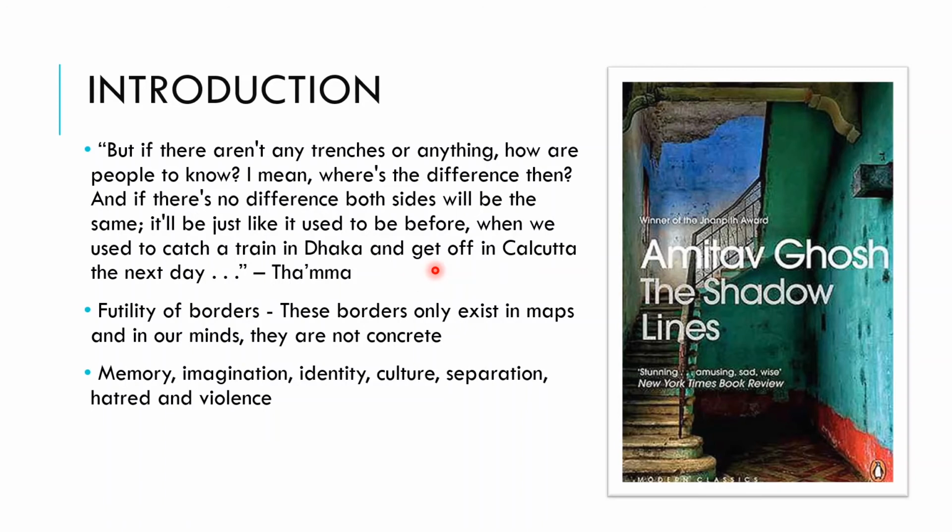So, throughout the novel, Amitav Ghosh shows us the futility of these borders. And the novel also deals with themes such as memory, imagination, identity. Then we have culture, separation, hatred, and violence.